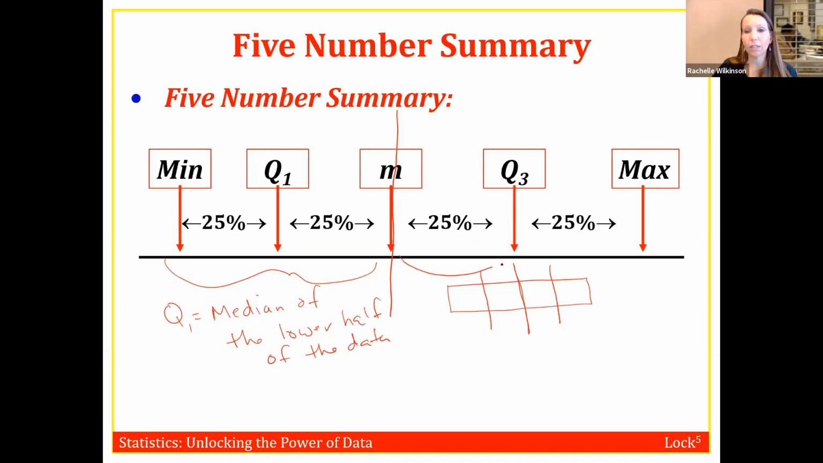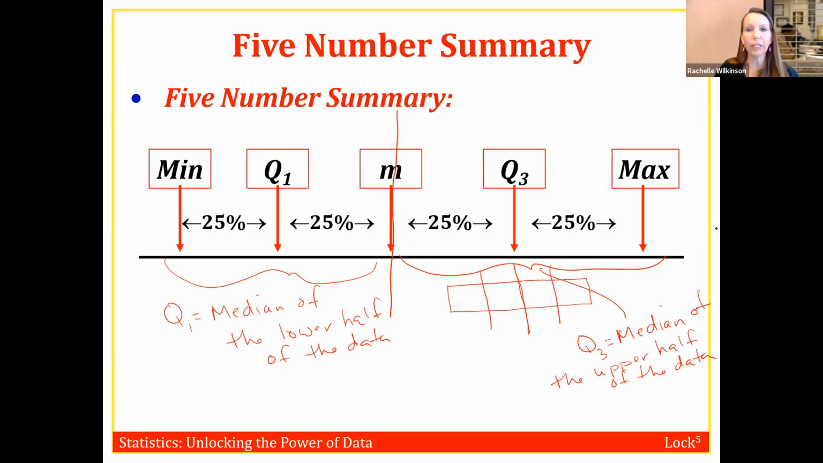So the top 50% of the data, we're going to take that, we're going to find the median of those values, and that's going to be our Q3. So Q3 is the median of the upper half of the data. All right, so we're going to look at how to do that in a data set here.